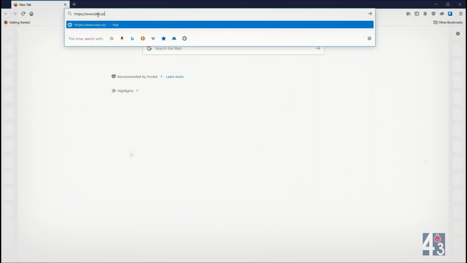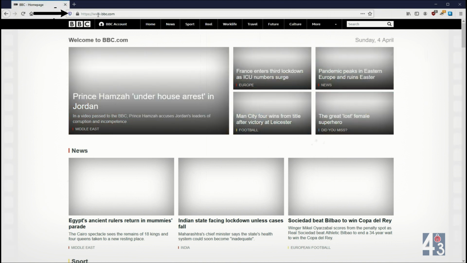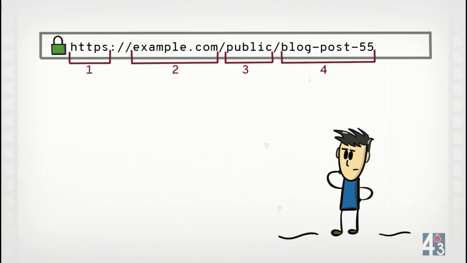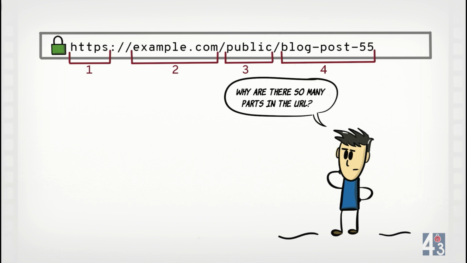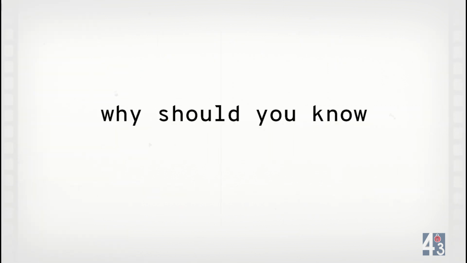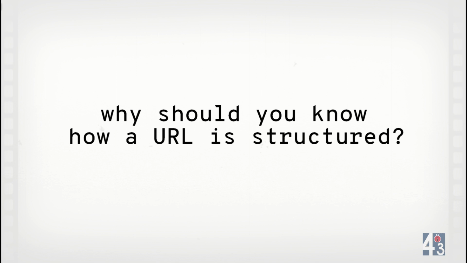Of course, you know what a URL is, don't you? The string of text that appears on the address bar of your browser. Well, most internet users don't understand what the parts of a URL signify, and that makes them bad with URLs. I mean, you can't blame them, can you? After all, why in the world would you need to know how a URL is structured?